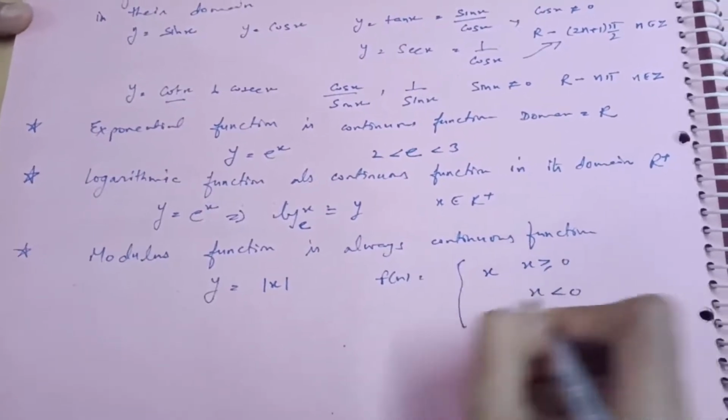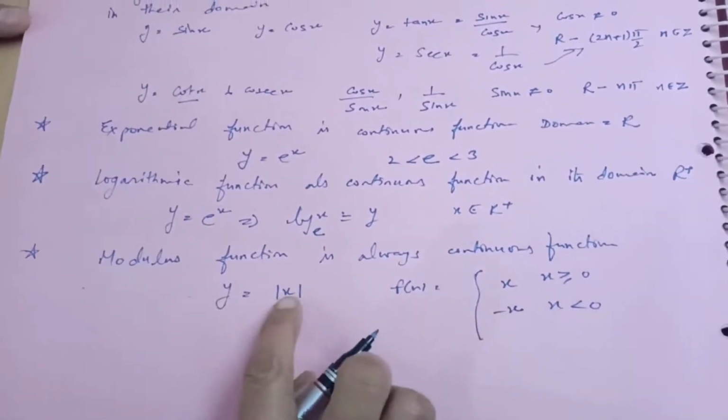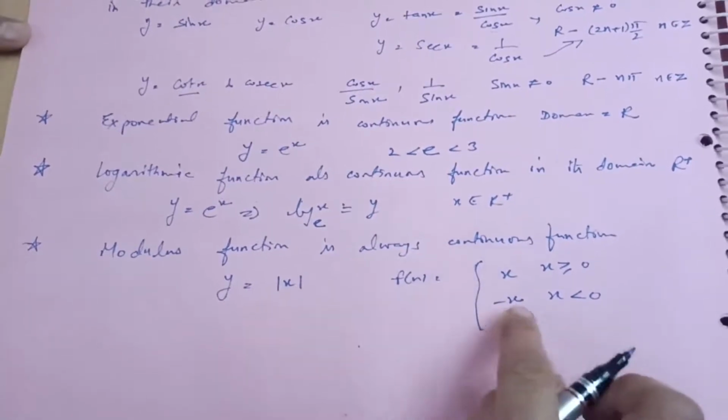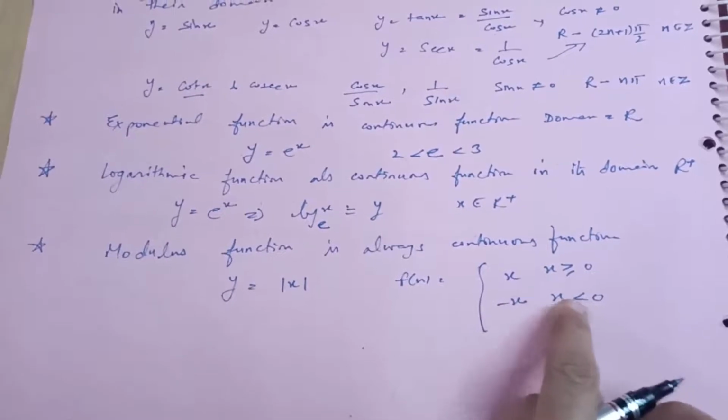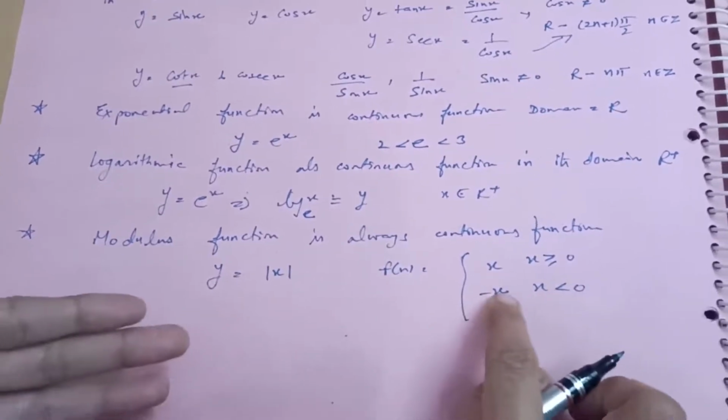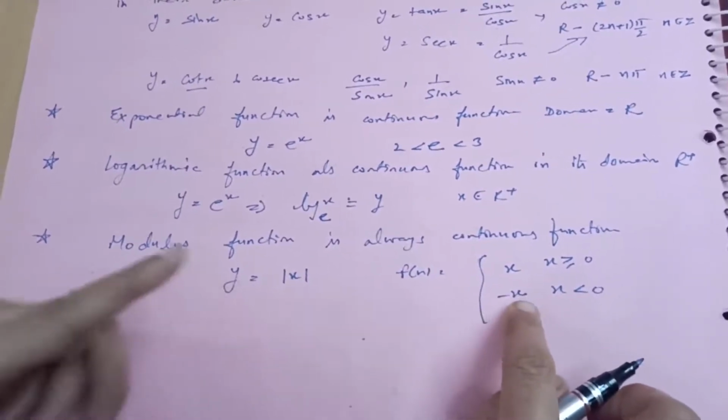For x less than 0, it is minus x, because the modulus always opens to a positive value. Less than 0 means a negative value. Suppose x is minus 3, then minus of minus 3 will be positive. So y will always be positive.